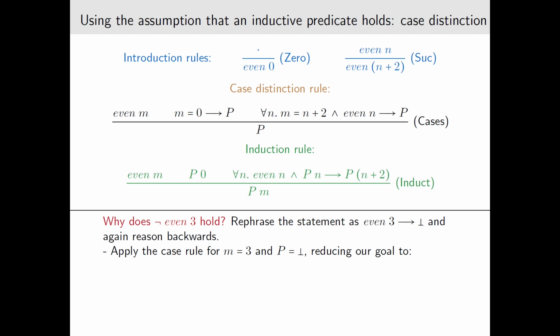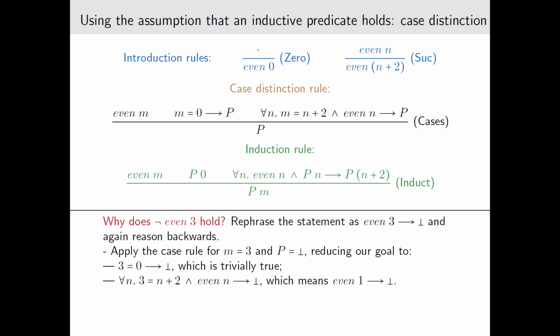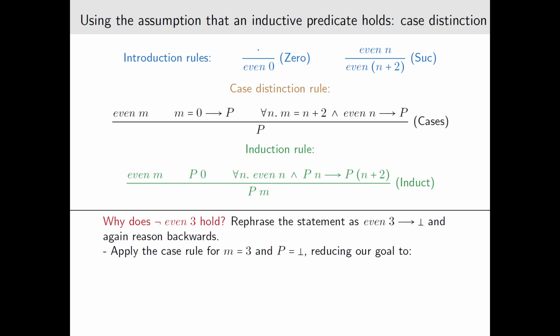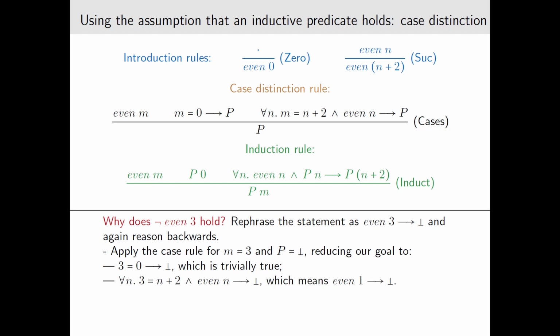So this means that we focus on the elimination aspect. We focus on what we know here. We know that even holds. So if m equals 3 and we take P to be false, we apply the cases rule, and we are reducing the goal to 2 goals. One of them is this: m equals 0 implies P, which is 3 equals 0 implies false. And the other one is this, for the instantiation.